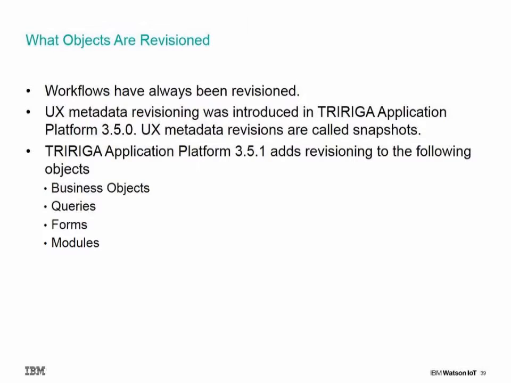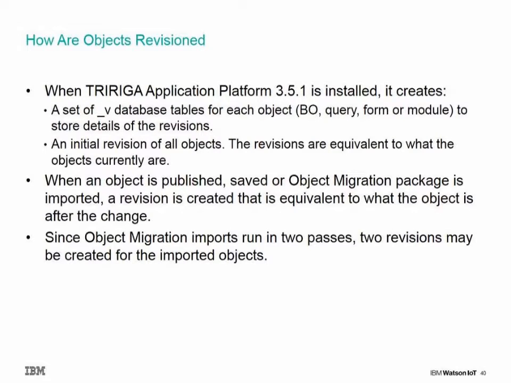So for some technical background to how revisions for modules, business objects, forms, and queries are created, this involves a set of _V tables that are created for these objects, specifically designed to store revision data. They are structurally equivalent to the main tables defining these objects. These tables are generated during the 3.5.1 platform upgrade process. They are also delivered automatically with new installs.